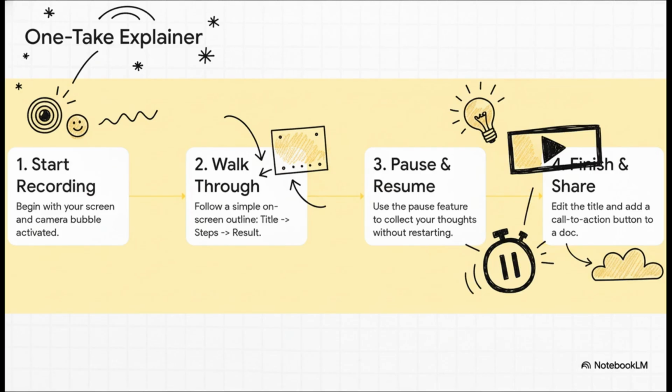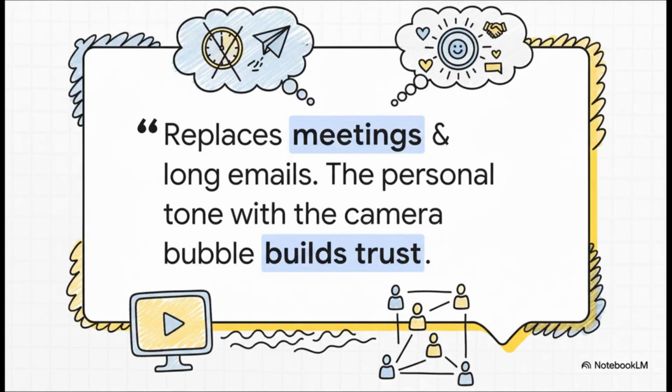If you lose your train of thought for a second, no big deal, just hit pause. When you're done, you can quickly change the title and even add a button that links somewhere. That's it. Now here's the payoff. This little trick can completely get rid of a quick 15-minute meeting or a giant email chain.